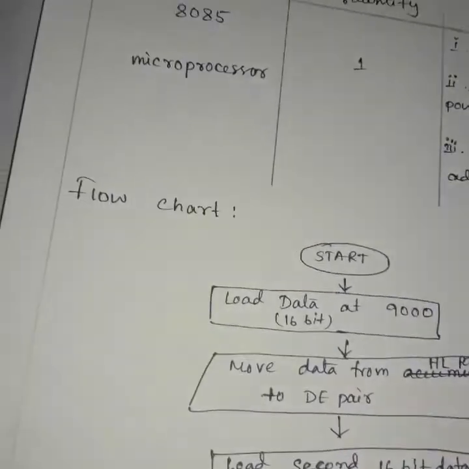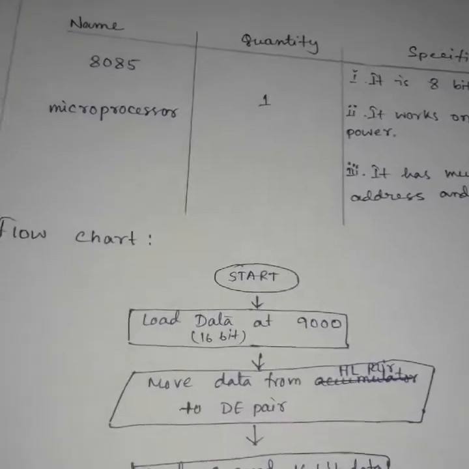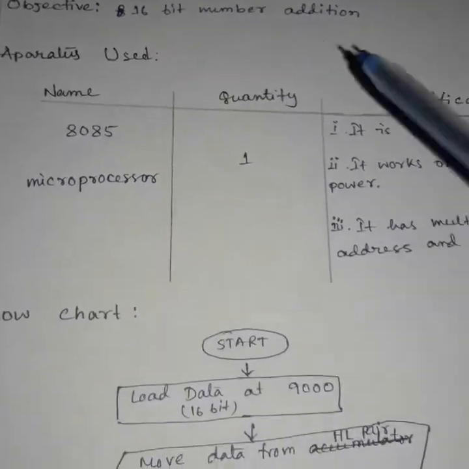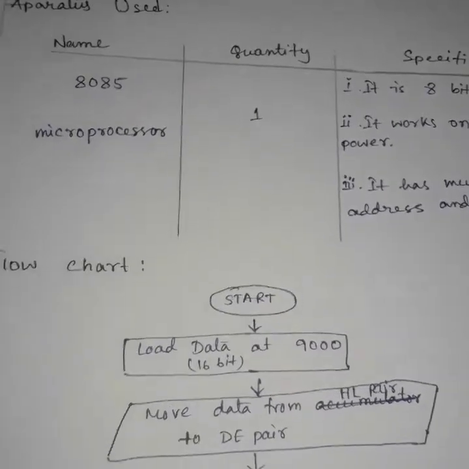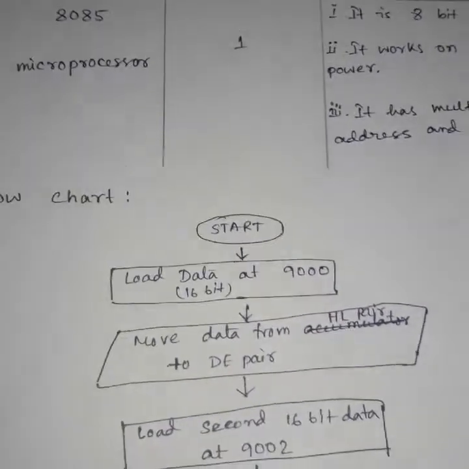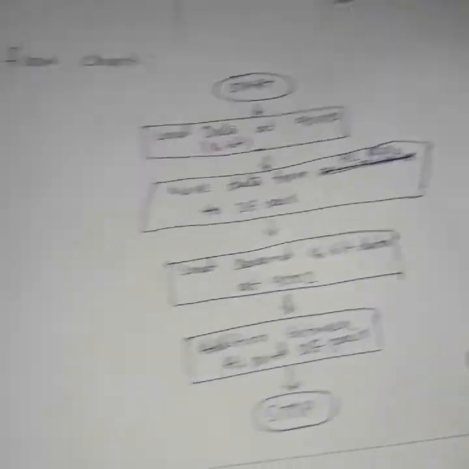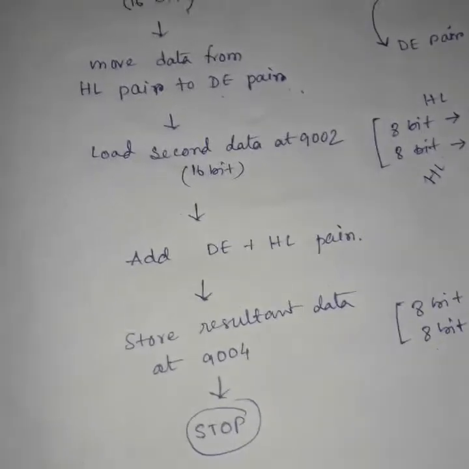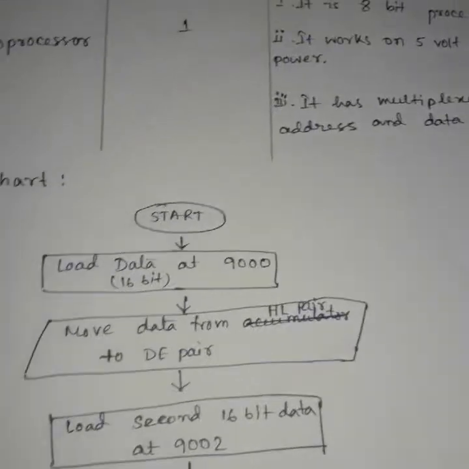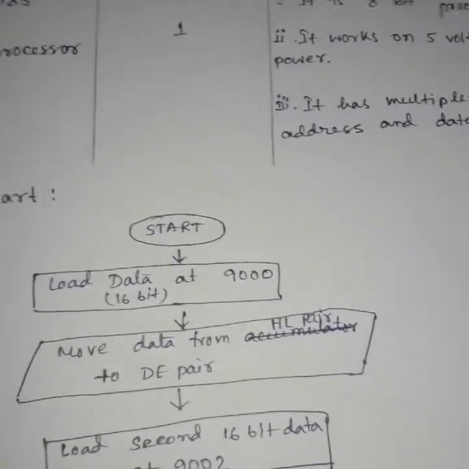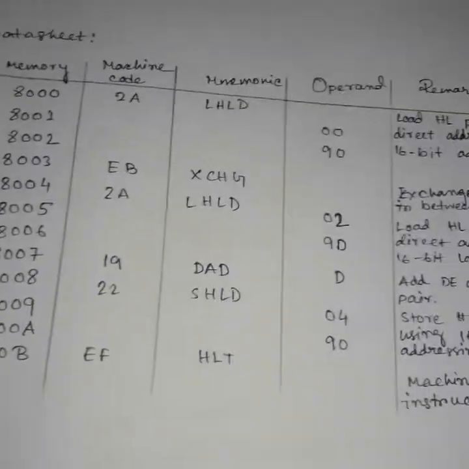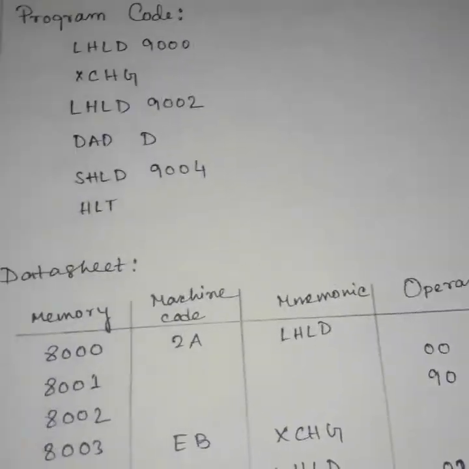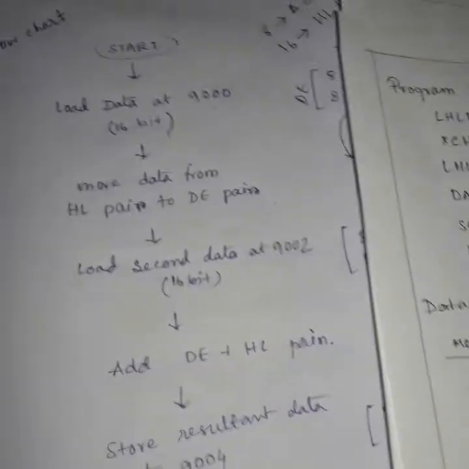Here is the lab copy. First we have to write the experiment name and then the objective, what we are going to do, and next the operators used, and next the flowchart, which I have already explained in this portion. So this is one page, and the second page is the program code, the data sheet, and the input and output. So let's take a look at this.